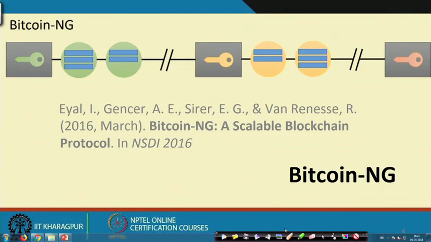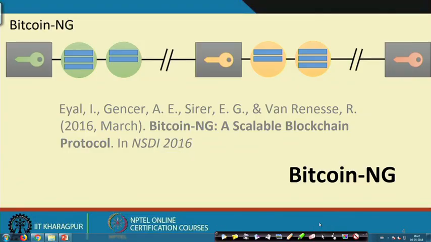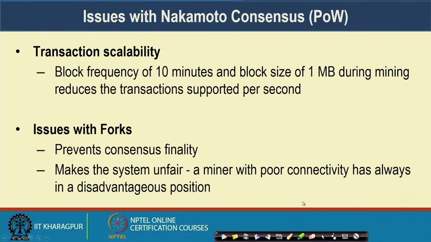This Bitcoin NG protocol was published in NSDI 2016 by Eyal, Gencer, Sirer and Van Renesse in March 2016 as a part of the NSDI 2016 conference proceedings. So, to start with this particular modification in the Bitcoin consensus protocol, we look into the problems which were there in Nakamoto Consensus. This proof of work based mechanism, in the literature, people also refer to as the Nakamoto Consensus.